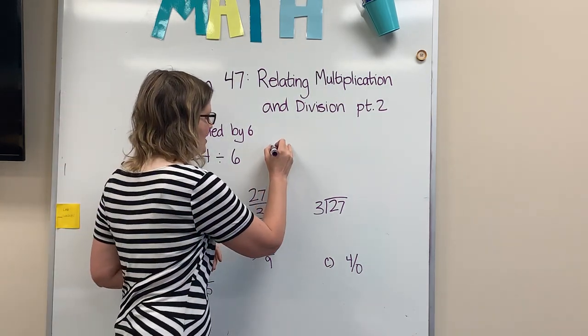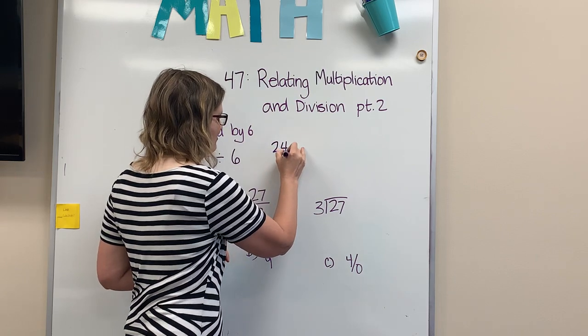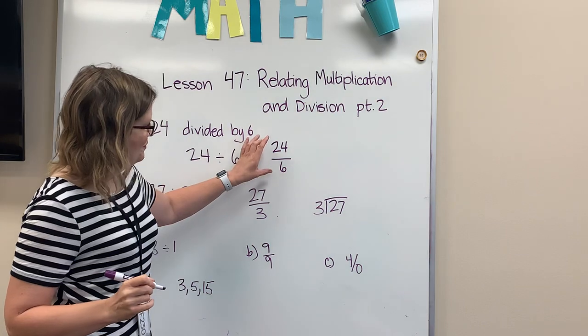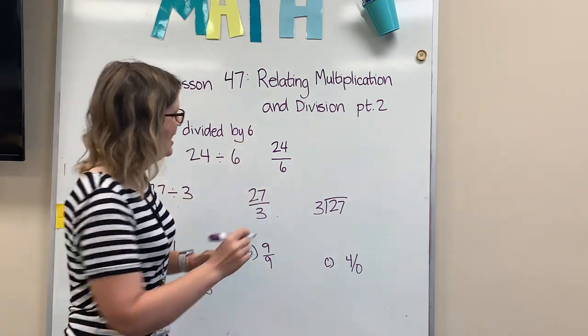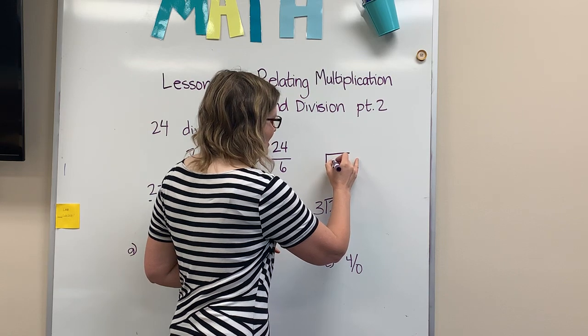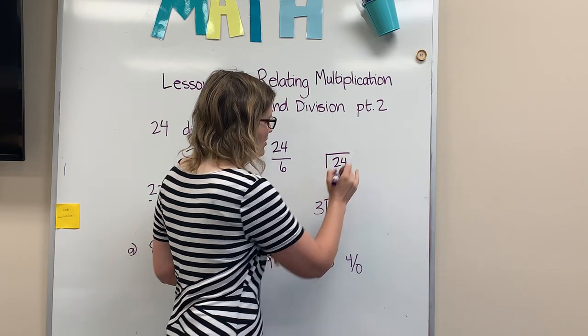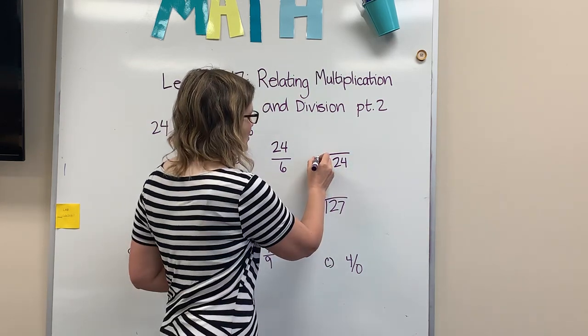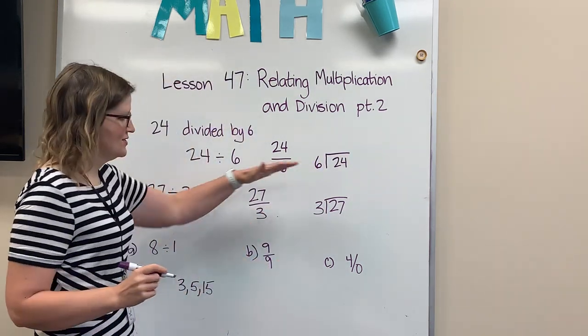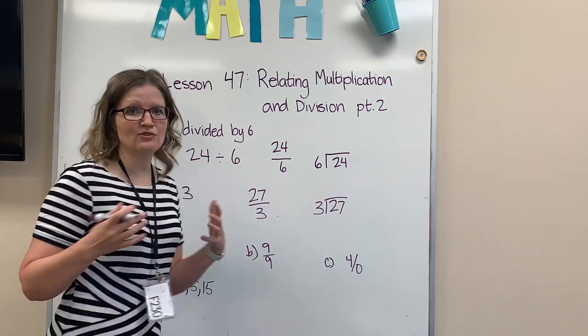We can also say in a fraction form 24 divided by 6, and we can say it using our division box where we have the big number 24 and we're saying that we're dividing it by 6. And in each one of these scenarios, it equals 4.